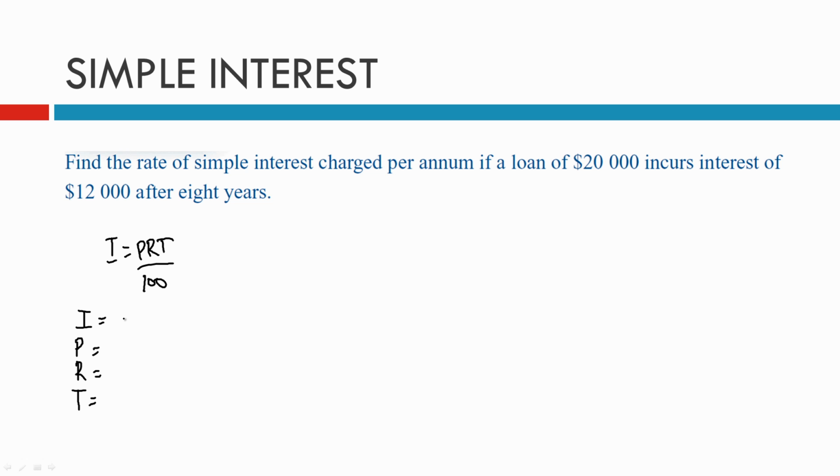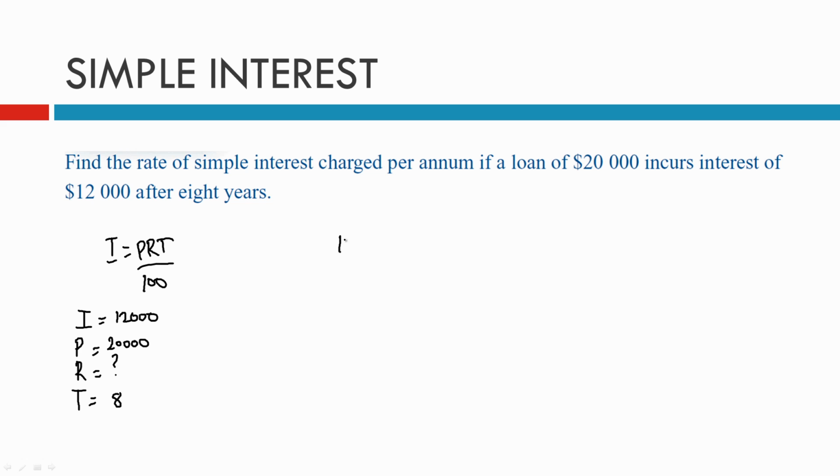Now, find the rate of simple interest, so that means the question mark is going to go for the R. And it says that a loan of 20,000, so the principal amount is 20,000 over here. The interest incurs interest of 12,000, so the 12,000 goes here. And the time here is 8 years. So everything is in per annum and years, and we're right to go with this question.